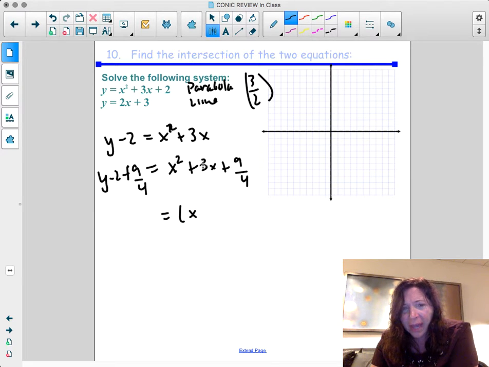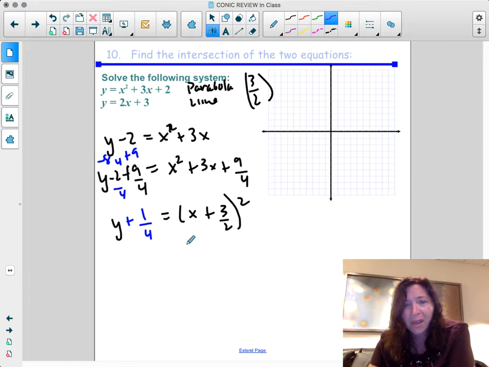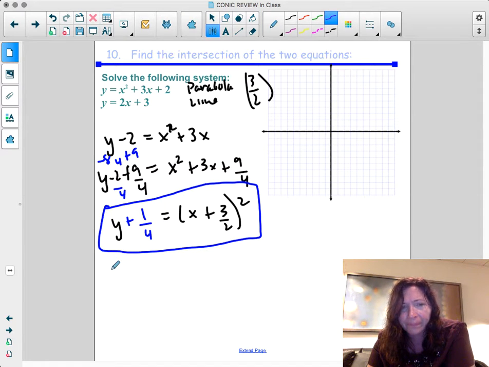Factoring that, remember, you take the square root of that and the square root of that. So that'll be x plus 3 halves, quantity squared. Here, it'll be y, and then I'm going to need to fix that. I need a common denominator, which is 4. So that looks like negative 8 plus 9, which is positive 1, so plus 1/4. This is my standard form of my equation of my parabola. It also tells me my vertex is at negative 3 halves, comma, negative 1/4. So negative 1.5, negative 1/4.